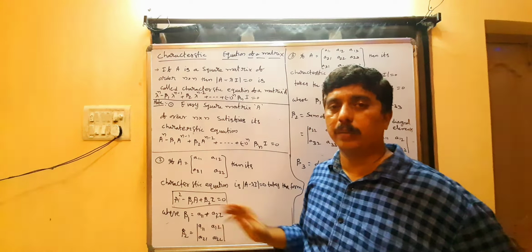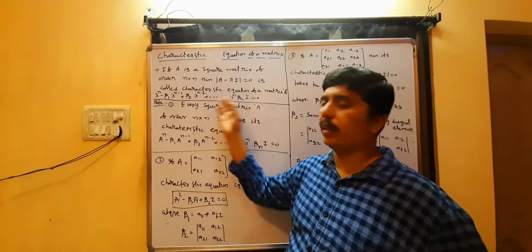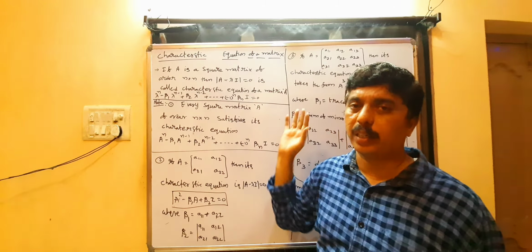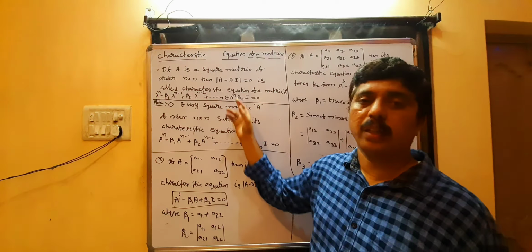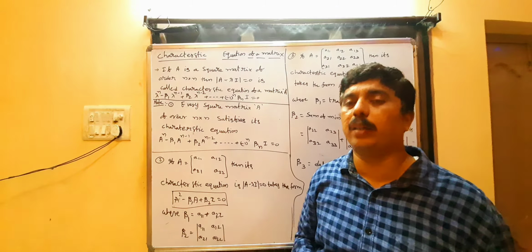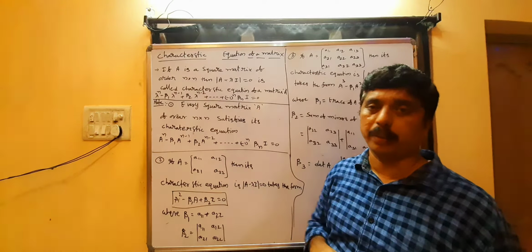I will explain this in the problems again. Like that we'll get beta 1, beta 2, beta 3 and so on. Beta n are the constants. Beta n is the determinant of the given matrix. We don't know the n by n determinant, that is the reason I am explaining that.